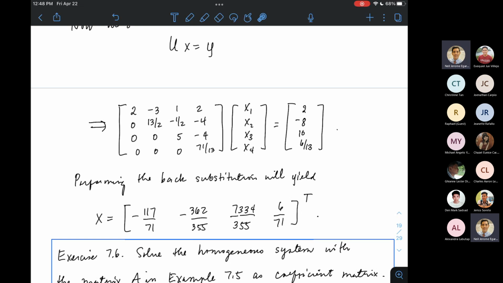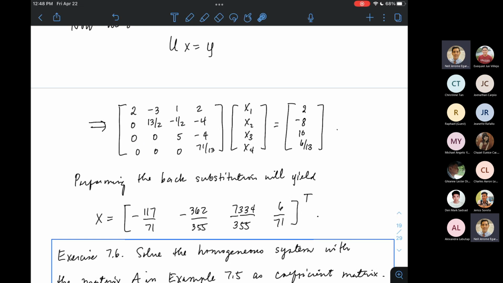Sorry, baligtad pala. Yung x4 pala ay 6 over 71. So, siya yung value dito, 6 over 71. Tapos, back substitution ulit, ang x3 ay 7334 over 355, and so on. Alright? But I trust that you know the back substitution already. Ito yung ginawa natin sa Gaussian elimination.